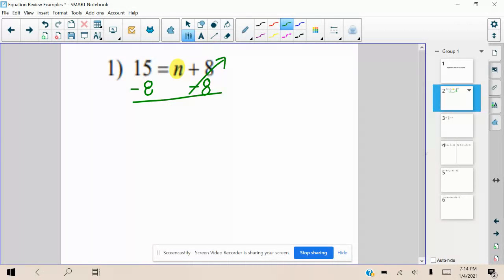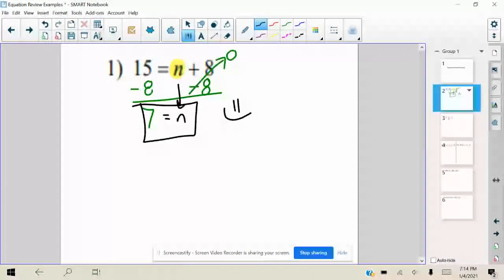Remember, what we do to one side, we do to the other. This now goes to 0. So now we do 15 minus 8, which is equal to 7, and we drop down that n. Now, we don't need to do anything else because it's just n, right? It's not 5n, it's not negative 6n, it's just n. The coefficient is 1, which is perfect. So n is going to be equal to 7. And that's how to solve a one-step equation by using subtraction.